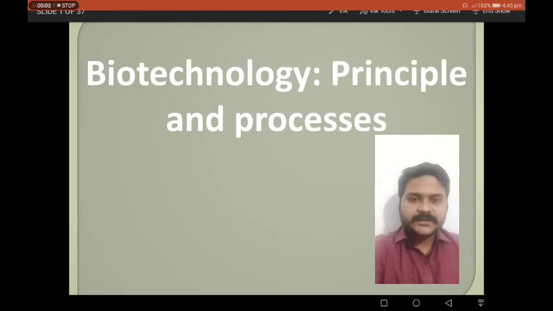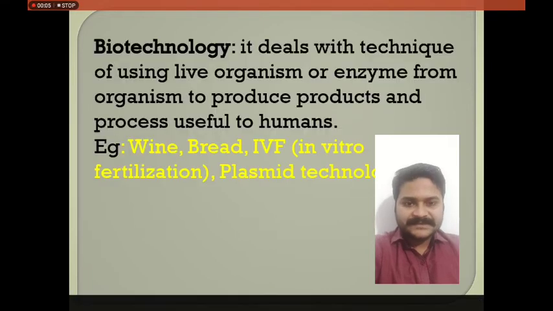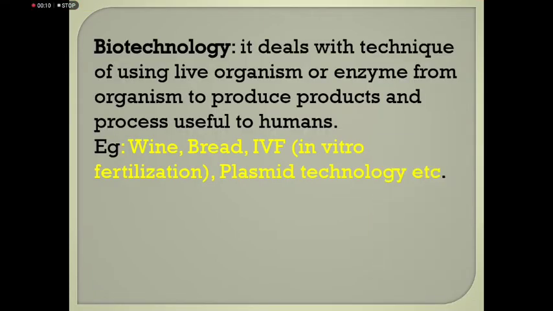Good morning students. Today we will be discussing the chapter Biotechnology Principles and Processes. It deals with the techniques of using live organisms or enzymes from organisms to produce products and processes useful to humans. We know that wine and bread are produced using yeast, and yeast produces two enzymes known as invertase and zymase. These two enzymes are utilized for the production of wine, bread, etc.